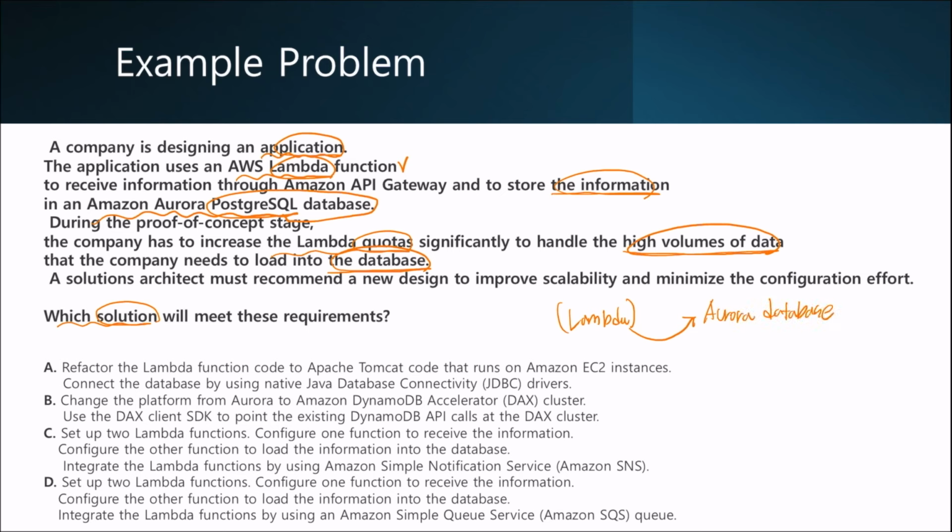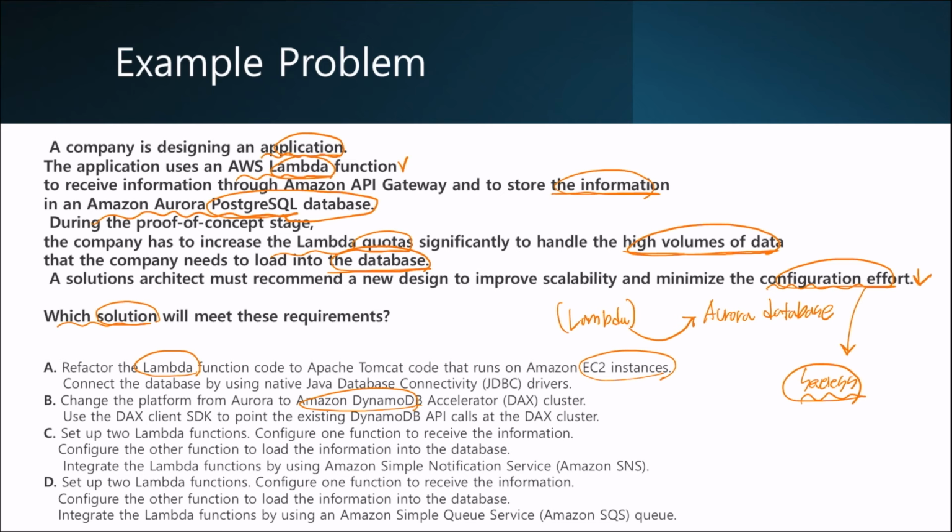Now the important part here is the configuration effort needs to be down, or it shouldn't be as impactful. So in the serverless, inside of that, it needs to have a low configuration effort. So let's look at A. Refactor the Lambda function code to Apache Tomcat code that runs on Amazon EC2 instances.